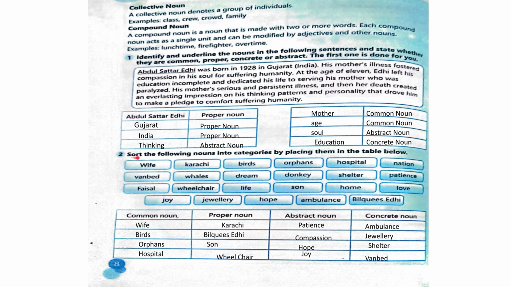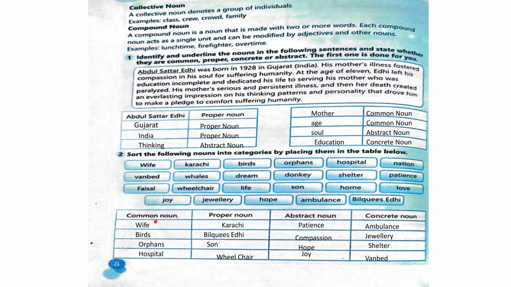Question number 2. Sort the following nouns into categories by placing them in the table below. Wife, Karachi, birds, orphans, hospital, nation, van, Wales, dream, donkey, shelter, patience, Faisal, wheelchair, life, sun, home, love, joy, jewelry, hope, ambulance, Bilquis Edhi. I only wrote 4 of them in each column because I didn't have enough space.